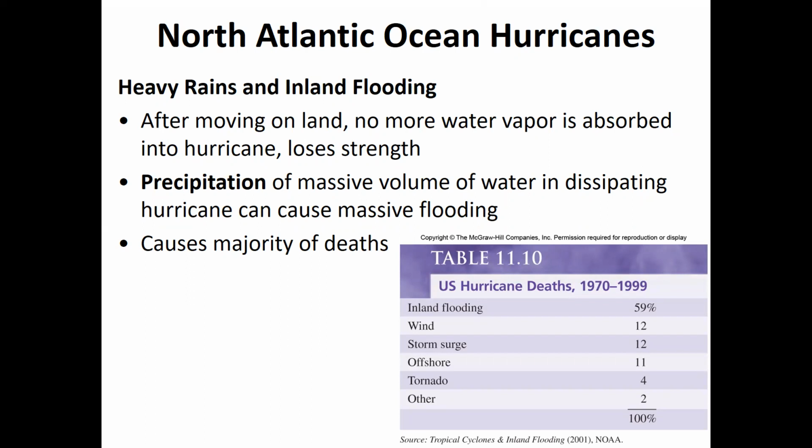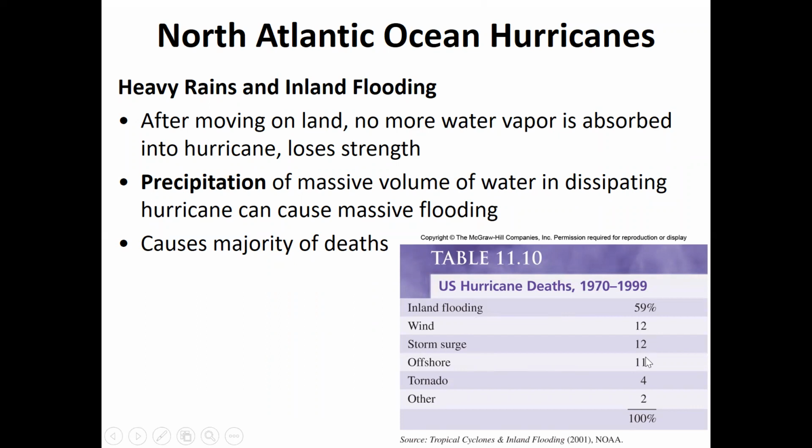Then there are the heavy rains and inland flooding. After moving onto land, there's no more water vapor being fed into the storm, and so it begins to lose strength. And then all the water vapor in the storm begins to precipitate out. There are huge volumes of water falling as precipitation as the storm is dissipating, and this causes massive flooding. This causes the majority of deaths: inland flooding is responsible for 59% of deaths.